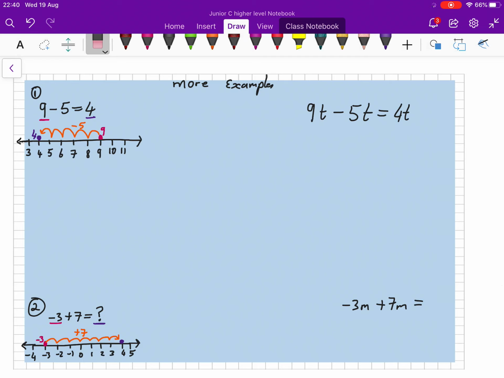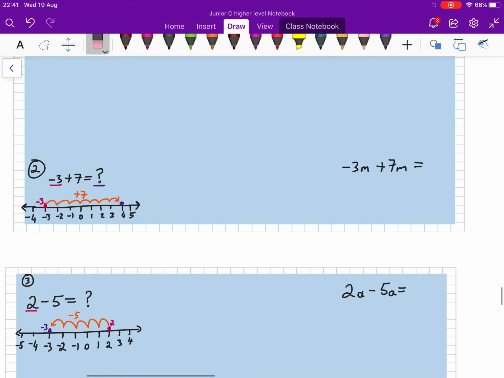Number 1 here, we can see it's 9 take away 5 is 4, and we can follow the number line, start at 9, move 5 spaces to the left, and we stop at 4. So on the right hand side we have the algebra. We can draw a number line, but it will be the exact same number line as we had over here. So we're still going to go from 9, 5 spaces to the left, and stop at 4. So it's going to be 4t. Now, of course, 4t just means 4 multiplied by t. Whatever value t has, we don't know. T is our variable.